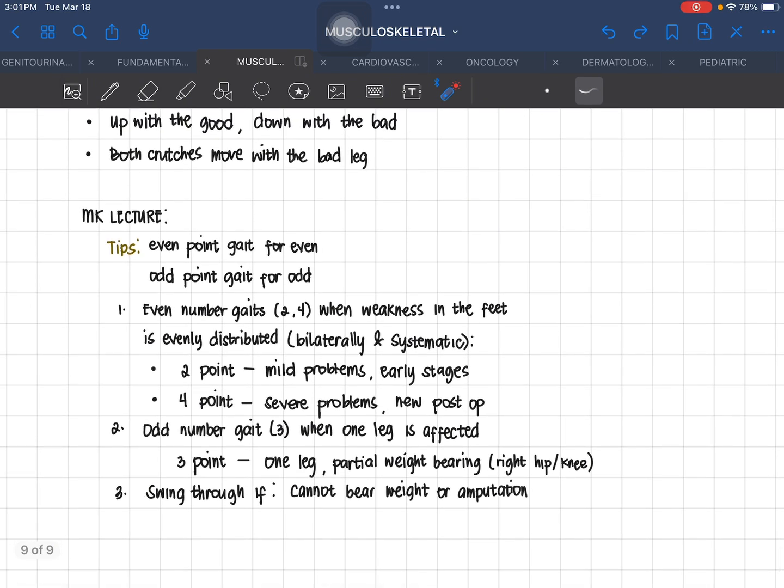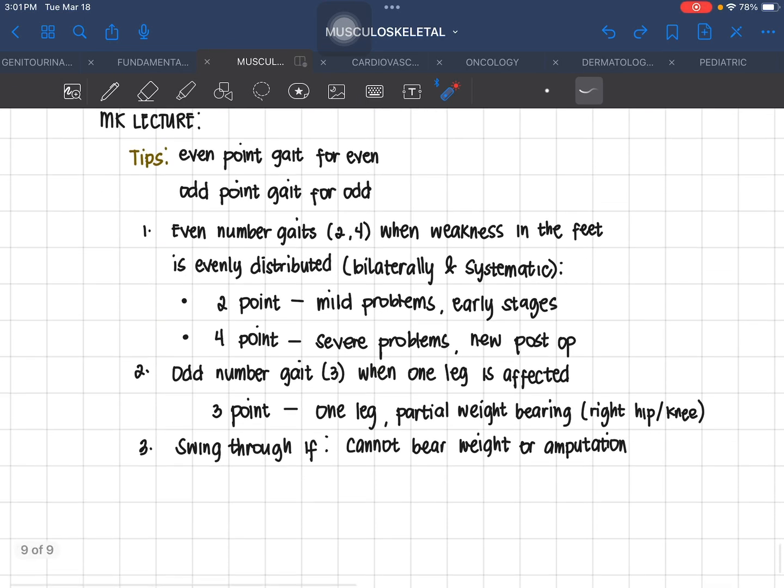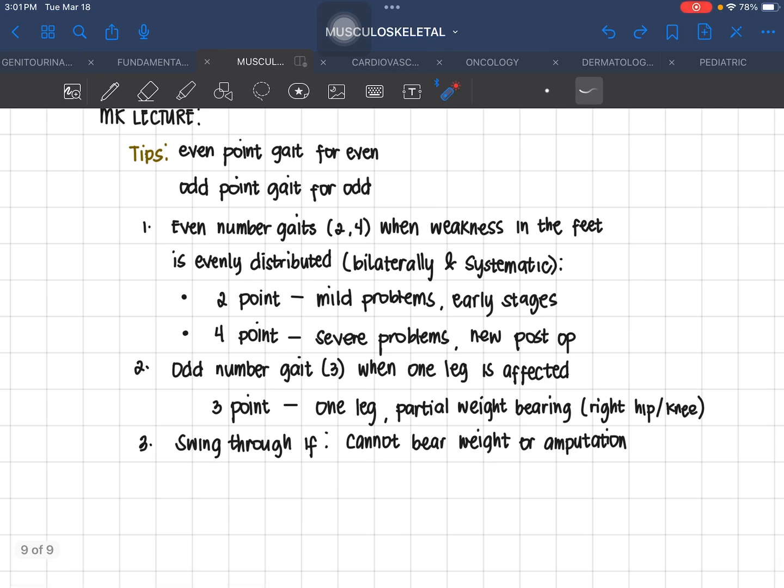Up with the good and down with the bad. So, sa tip naman kay Mark Klimek lecture, yung mga even point gait for even, odd point gait for odd. So, even numbers like 2 and 4, when weakness in the feet is evenly distributed. Ayan, even. O yung mga bilaterally and systemic yung mga disorder, kaya sila naka-crutch.